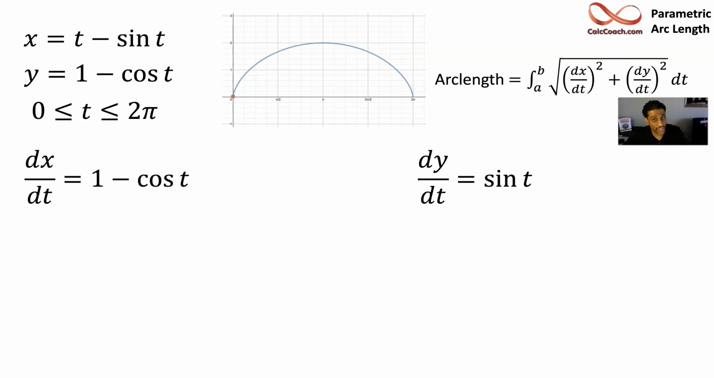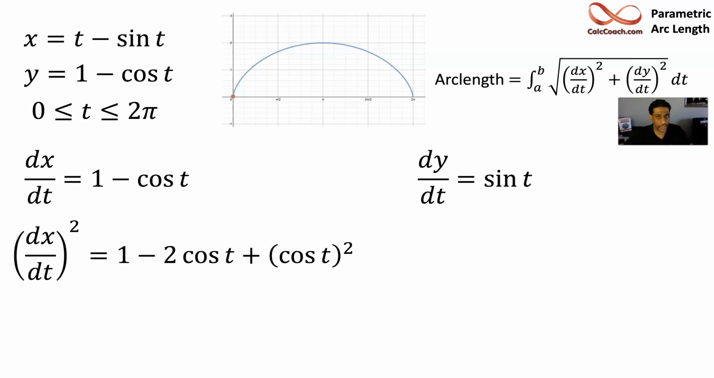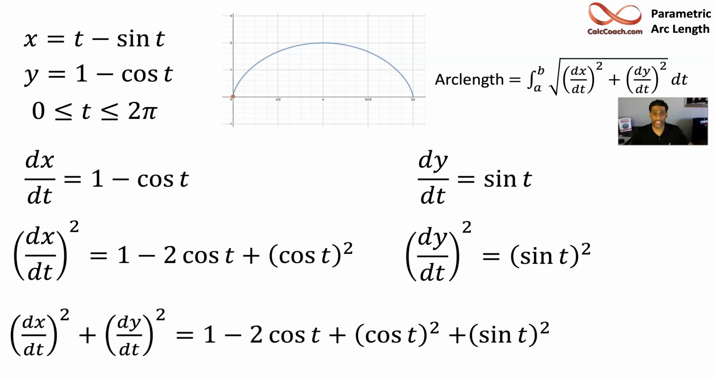All right, 1 minus cosine times 1 minus cosine will give you 1 minus 2 of those cosine t's, and then plus cosine squared. And dy dt squared is just going to give you sine squared. Your job, add these together. You get that expression, which looks kind of tough.